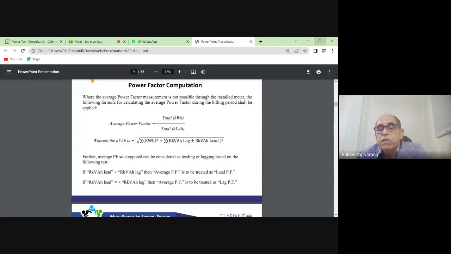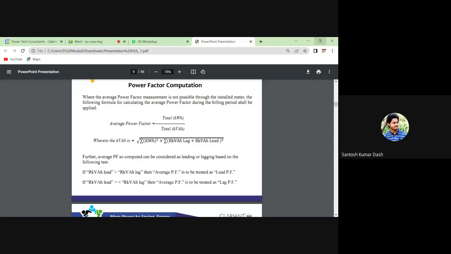And moreover, they give time to the people also. But Maharashtra gave no time. It was immediate. I think they must have initially given some notice, though nobody bothered about the notices. Once they started, almost 90% of people or more were found having leading power factor.